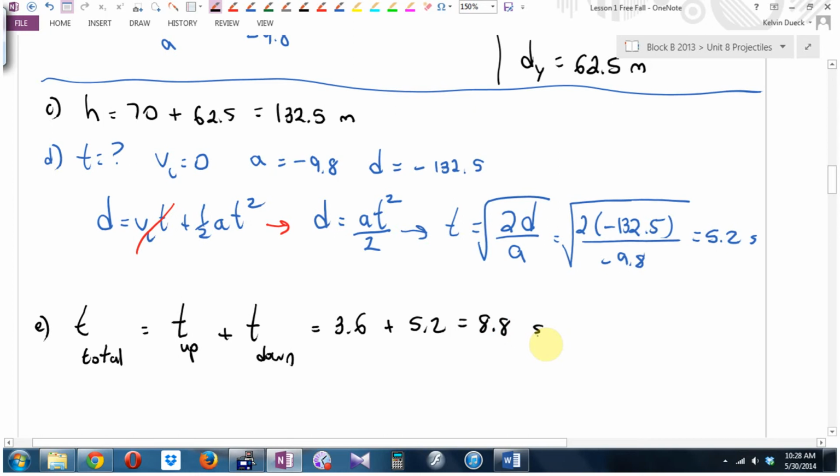What else could I ask you? I could ask you to find V final at impact, the impact velocity. It would be negative. It would be bigger than 35 because it's kept speeding up after it falls past where we launched it from. I can tell you that much. It would be find V final and see what kind of data you got.